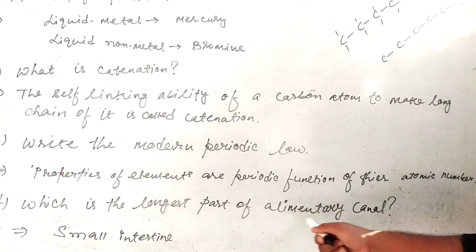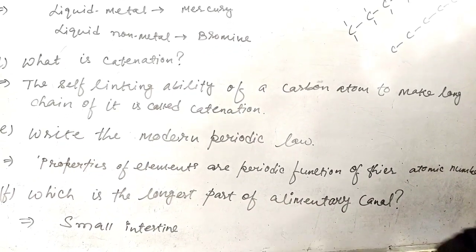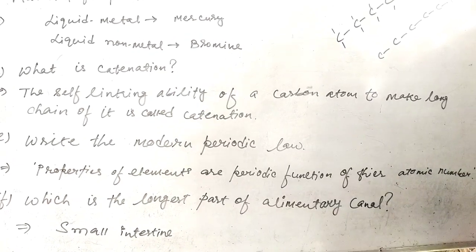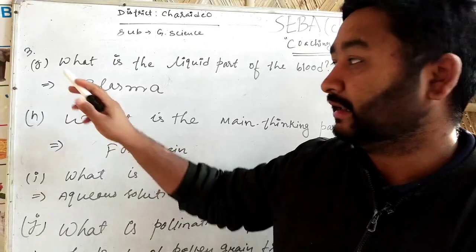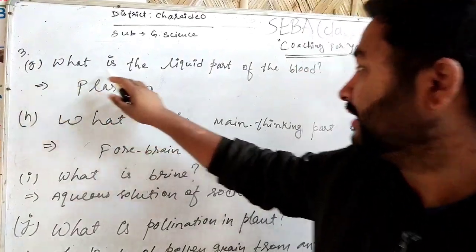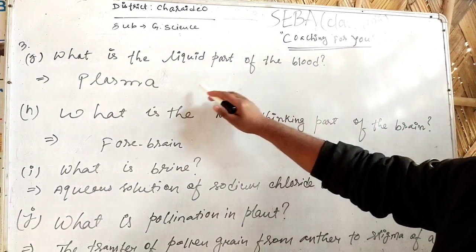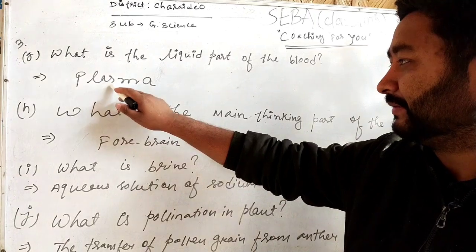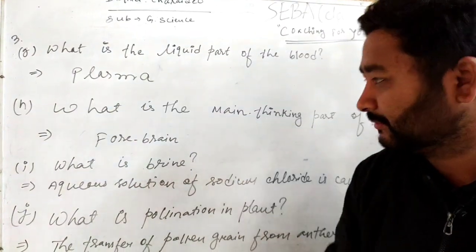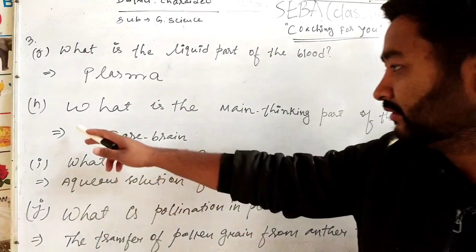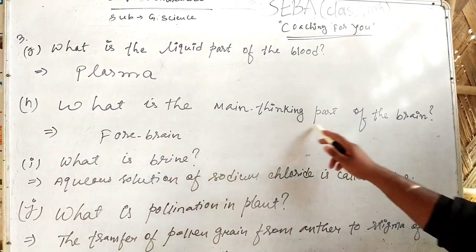Which is the longest part of elementary canal? The longest part of elementary canal is small intestine. Small intestine. Next question, 3G, what is the liquid part of the blood? The liquid part of the blood is plasma. Plasma is the liquid part of the blood. PLASMA, plasma.